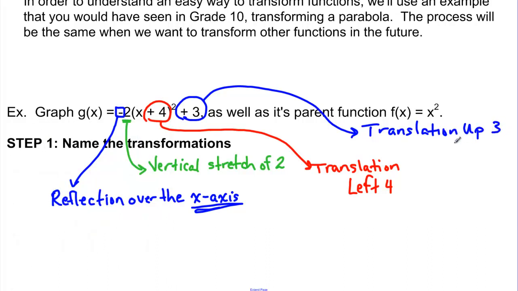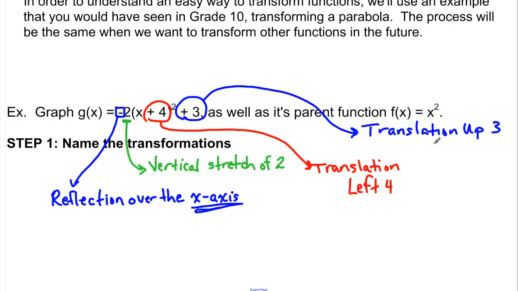If you notice, I'm not necessarily writing it's a vertical translation of 3. We can tell that it's a vertical translation because we're going up. Only vertical translations can go up or down, just like only horizontal translations can go left or right. So there we have it. We have our 4 different transformations: a reflection over the x-axis, given by that negative, a vertical stretch of 2, a translation left 4, and a translation up 3.